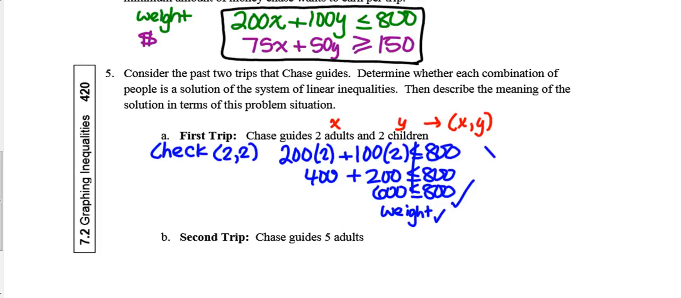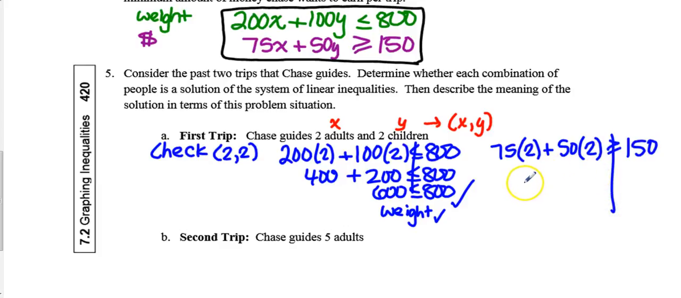75 times 2 plus 50 times 2 greater than or equal to 150. Let's see, 75 times 2. If you need to get your calculator, pause to go get it. I'll wait. Or we just know. That 75 times 2 is 150. Think 6 quarters is $1.50.